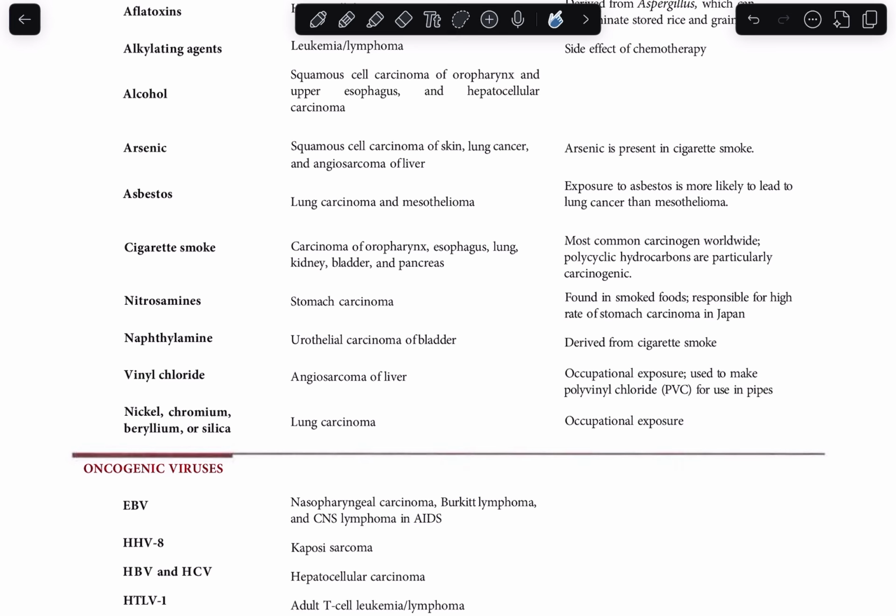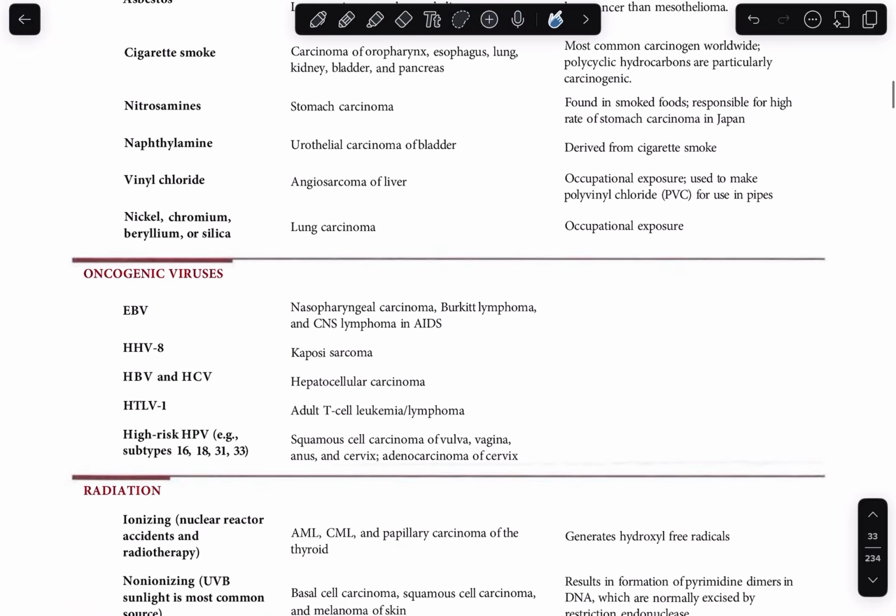Vinyl chloride is associated with angiosarcoma of liver. Occupational exposure occurs in making polyvinyl chloride, PVC, for use in pipes. Nickel, chromium, beryllium, or silica is associated with lung carcinoma, and it is an occupational exposure.